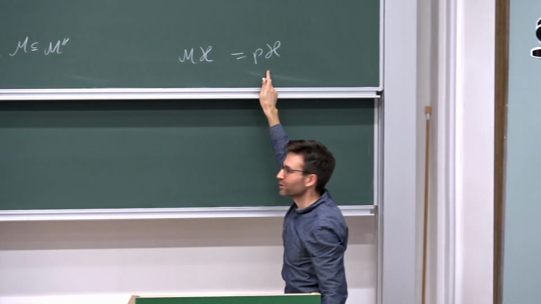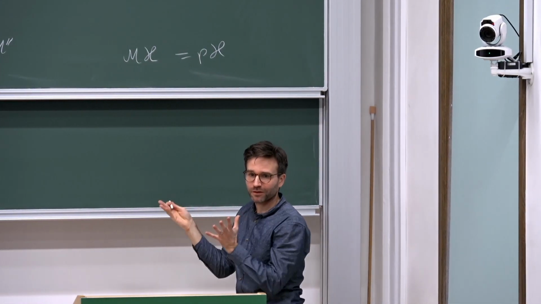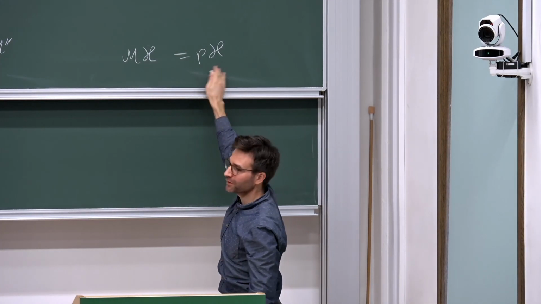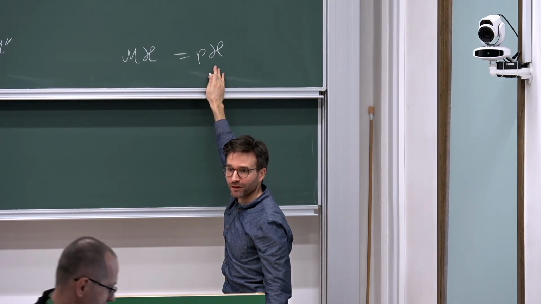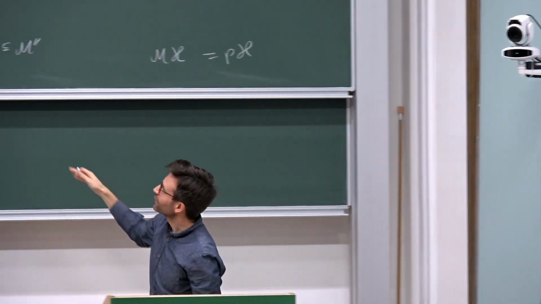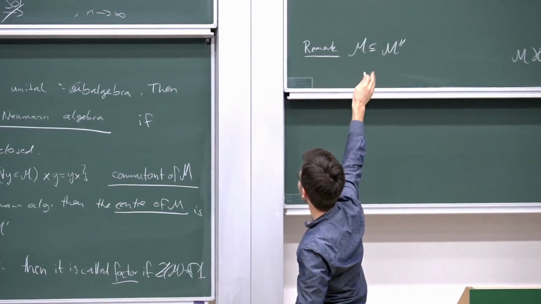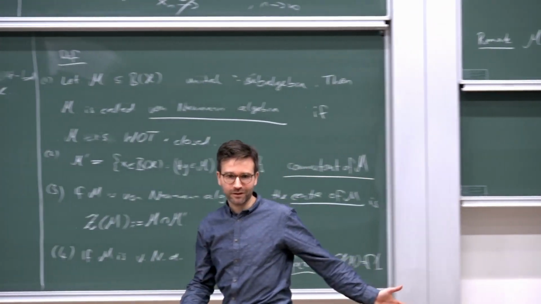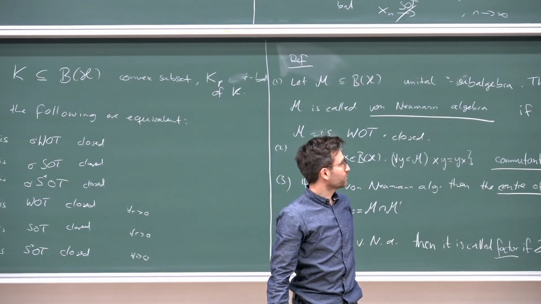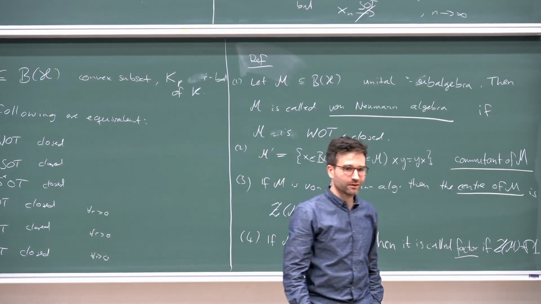There would be a projection P that spans this subspace, and if you then work with this Hilbert space, P times H instead of H, and define the commutant with respect to that and the bicommutant, then you will get something similar again. But it's much more convenient to have just unitality.